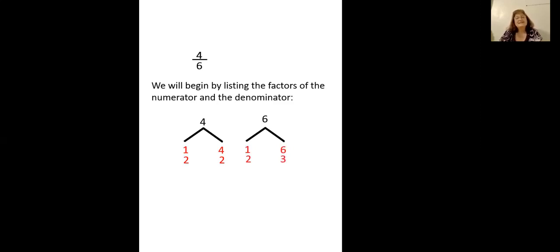Now we need to look at these numbers and see what numbers they have in common. Well, they have a 1 in common, and they have a 2 in common. 2 is the largest number that they have in common, so it is the greatest common factor. So we're going to go up to the top, and we are going to divide the numerator and the denominator by 2. We'll start with the numerator. 4 divided by 2 equals 2, and 6 divided by 2 equals 3. So 2/3 is the lowest form of 4/6.